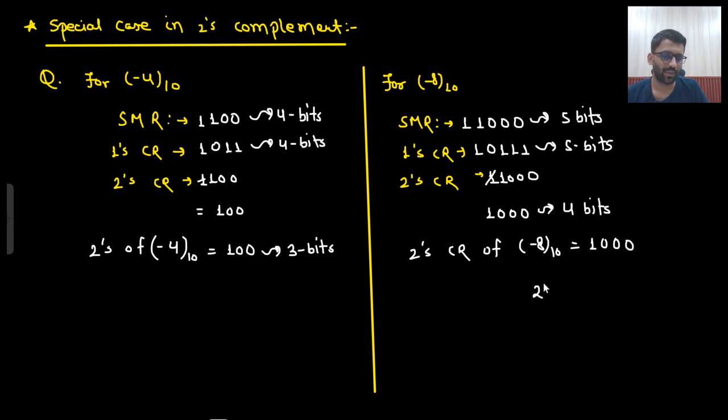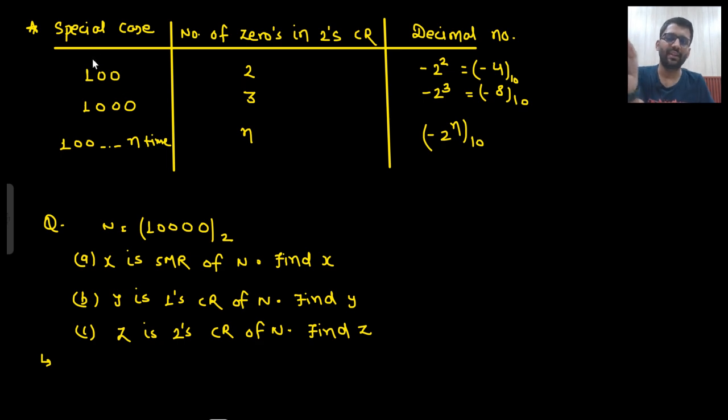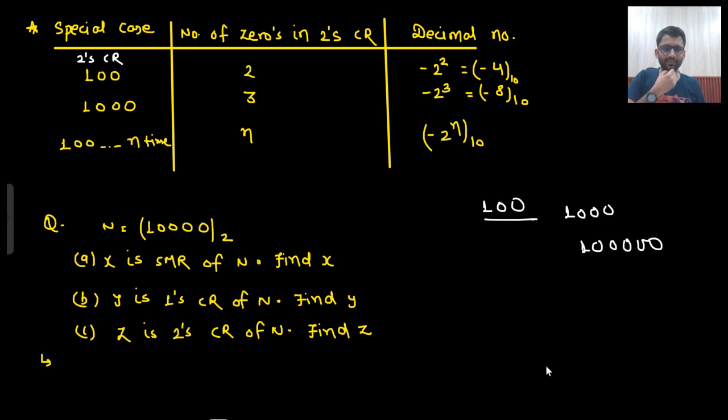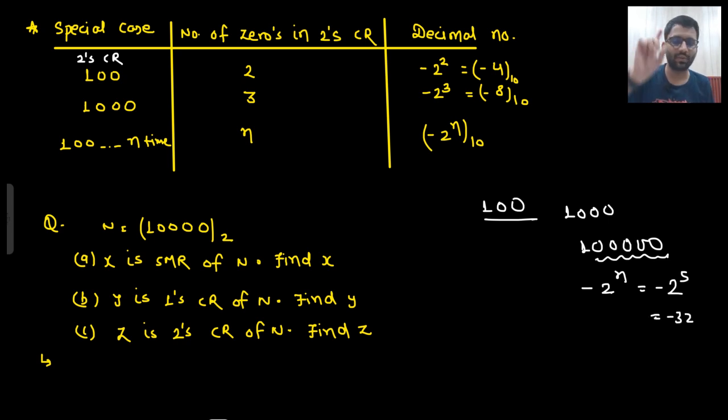What is 8? 2 to the power 3. What is 4? 2 to the power 2. So what do you understand here? This is the special case: in 2's complement representation, if you are getting 1 0 0, or 1 0 0 0, or 1 0 0 0 0, these kinds of numbers, then you just need to count the number of zeros and put the negative sign, minus 2 to the power n. That would be the answer. That means it would be the 2's complement of minus 32. Why is that so? I have proved it here.